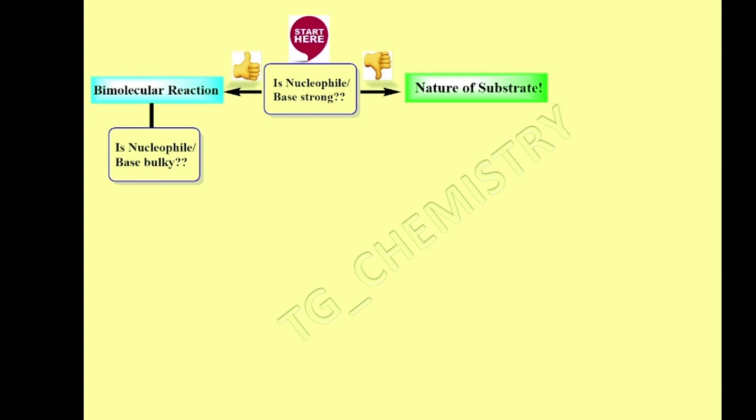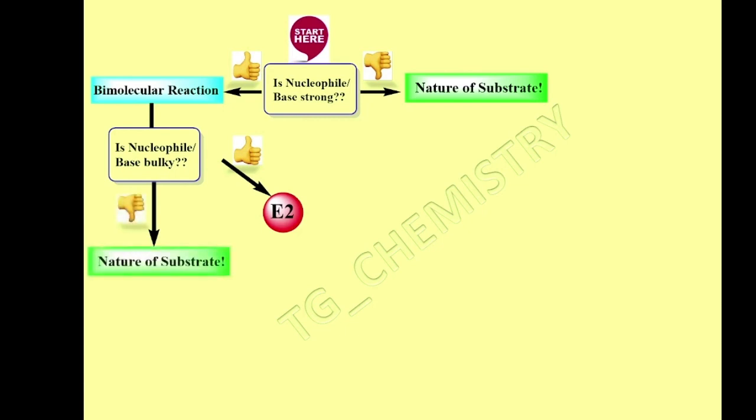Now this can have two answers, of course. First, if yes, the nucleophile or base is bulky, so that means the base is strong and also bulky, then definitely the reaction is going to follow the E2 pathway. That is the bimolecular elimination reaction, and it will proceed and give the E2 product.